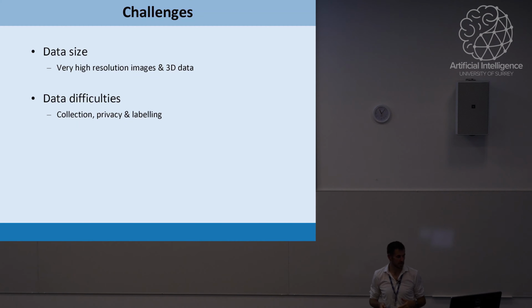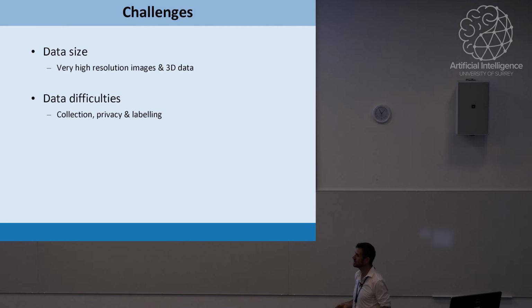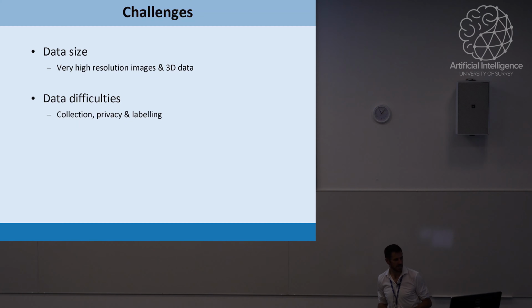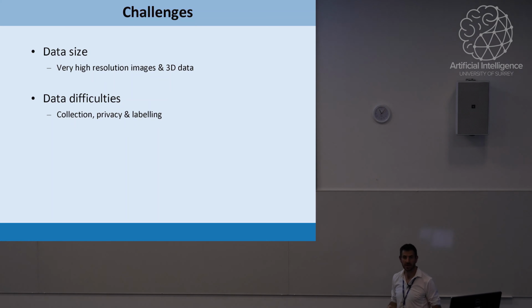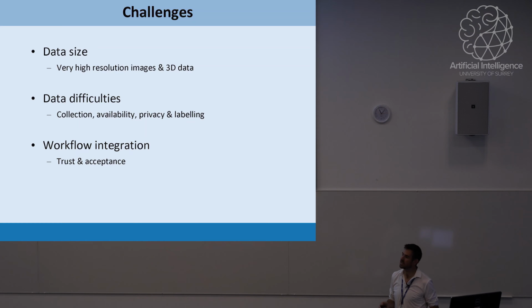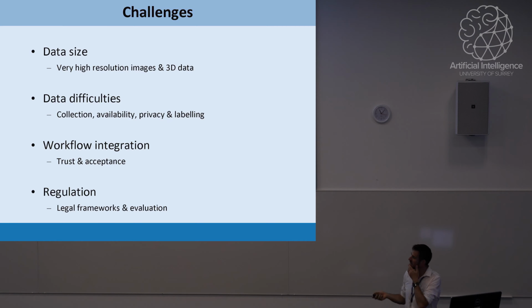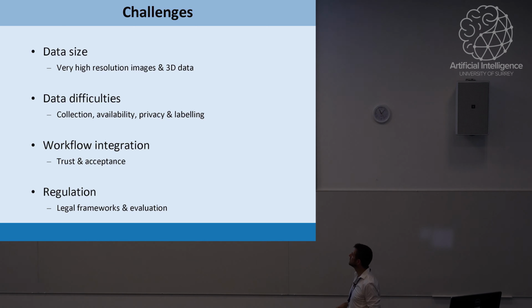And of course, there are difficulties, which is one of the big areas of this talk: the data collection, the privacy, and the labeling. Getting all of that right is quite challenging. And the availability of the data as well, actually getting access to it. And then things like trust and acceptance and legal frameworks and evaluation, these are all really big deals and things I will touch upon in this talk.